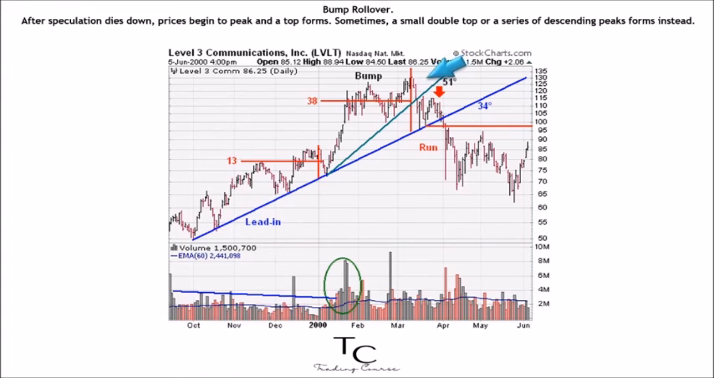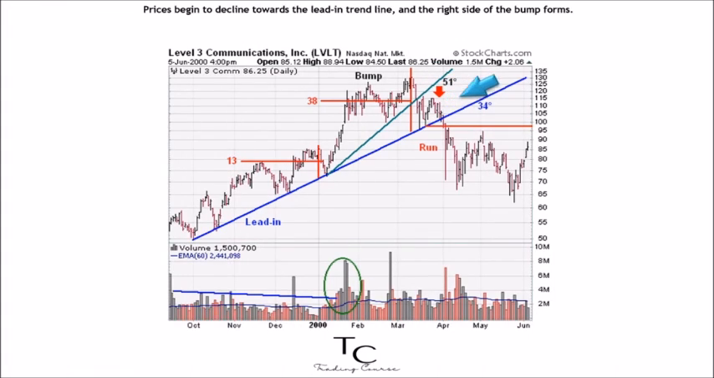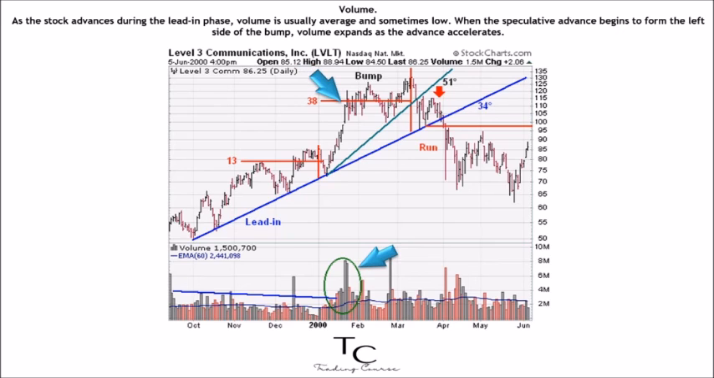Bump rollover. After speculation dies down, prices begin to peak and a top forms. Sometimes, a small double top or a series of descending peaks forms instead. Prices begin to decline towards the lead-in trend line, and the right side of the bump forms. Volume. As the stock advances during the lead-in phase, volume is usually average and sometimes low. When the speculative advance begins to form the left side of the bump, volume expands as the advance accelerates.